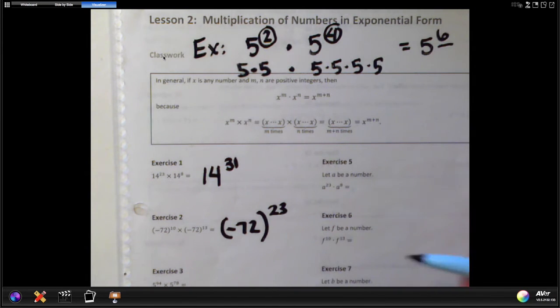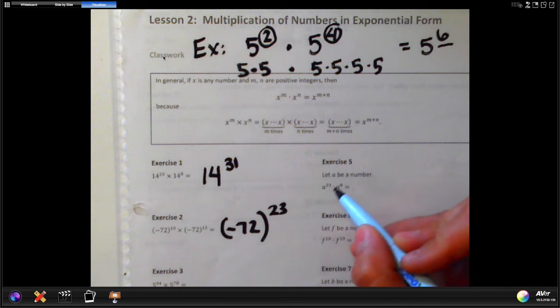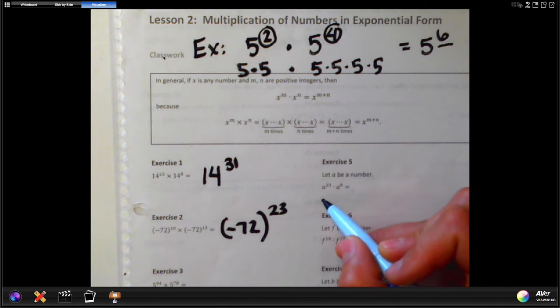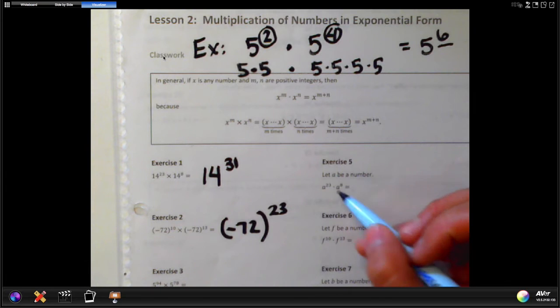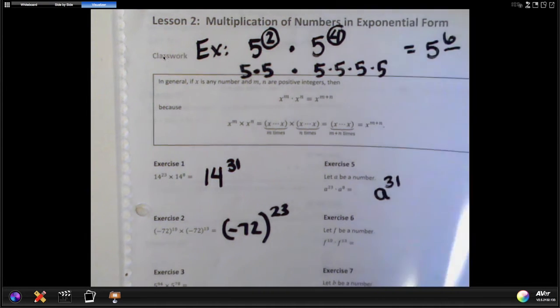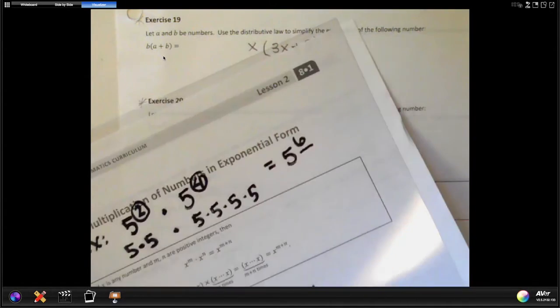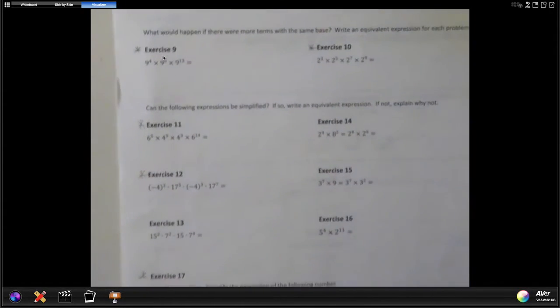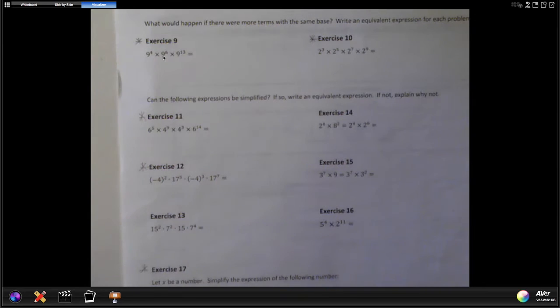And it doesn't change again if you have letters. So if you skip over to exercise 5, a to the 23rd times a to the 8th, you keep a as the base, and then your exponent is going to be 31. You add that 23 and the 8. And so that's the first main point to introduce the lesson. If you flip the page to page 6, there's several more exercises of similar looking problems.